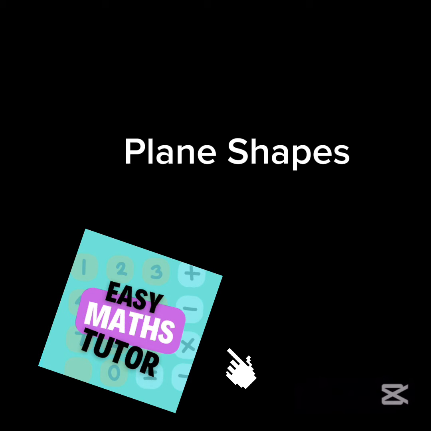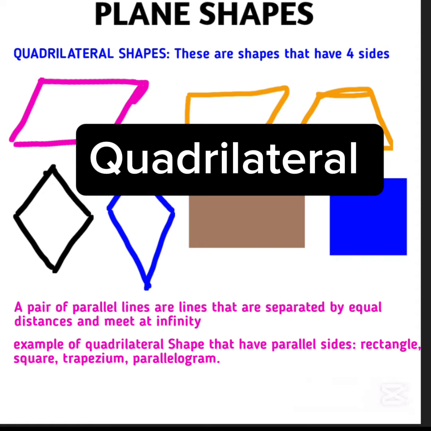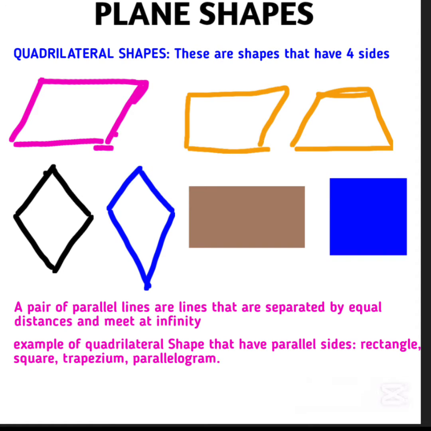Plane shapes, which are flat shapes, could have four-sided shapes, which we call quadrilaterals. Among the quadrilaterals, we have the parallelogram, we have the trapezium, we have the rhombus, we have the kite, we have the rectangle, and we have the square.